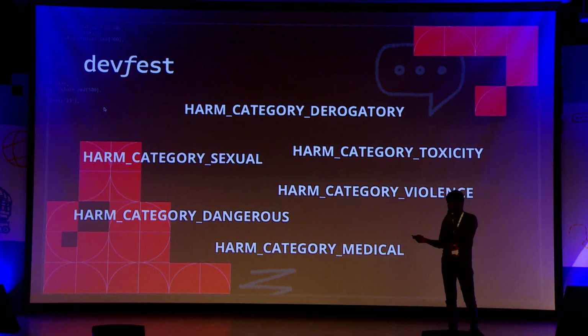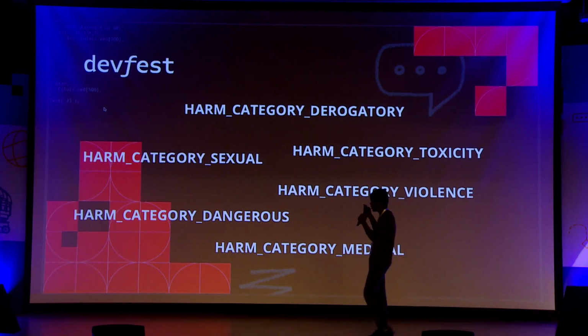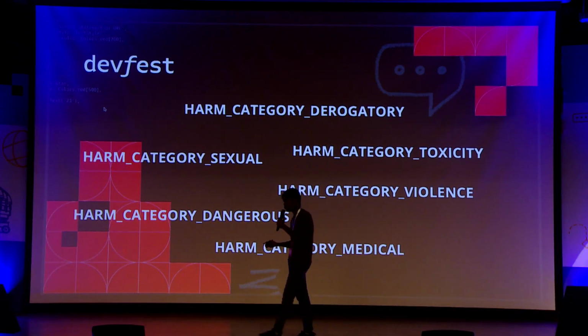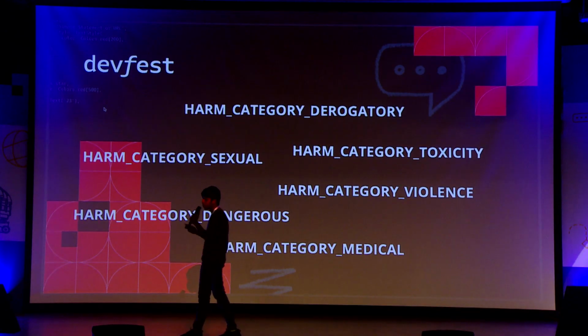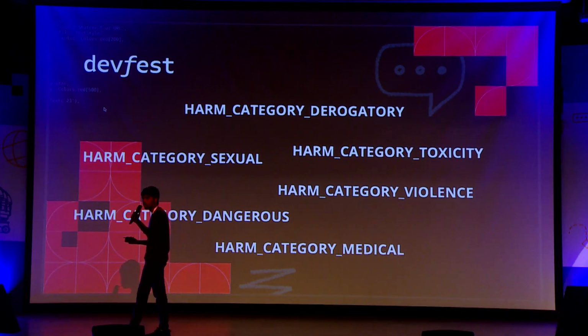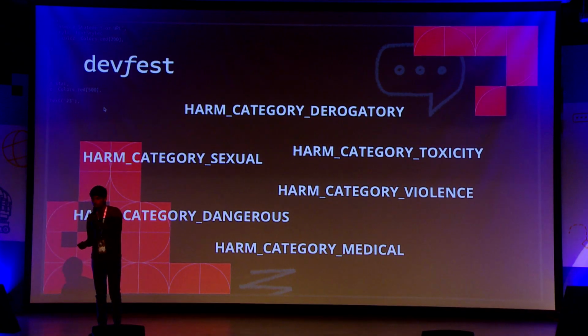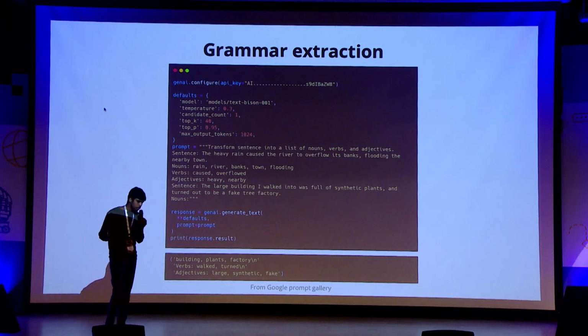So these are some of the harm categories that we have. By providing thresholds, we can enable or provide PaLM an alternative or better way to generate appropriate content. These are some of the examples.